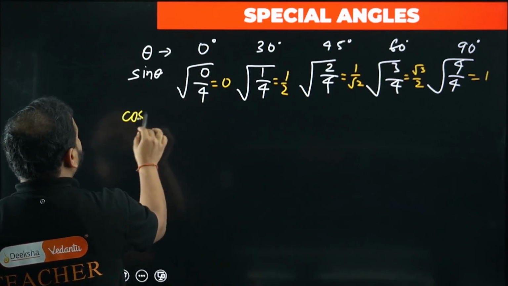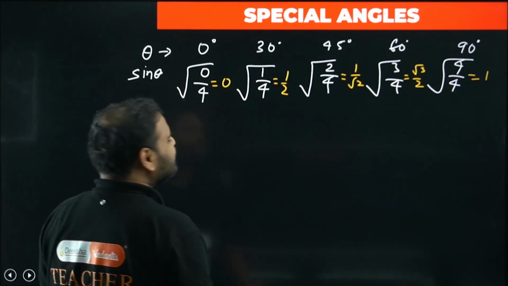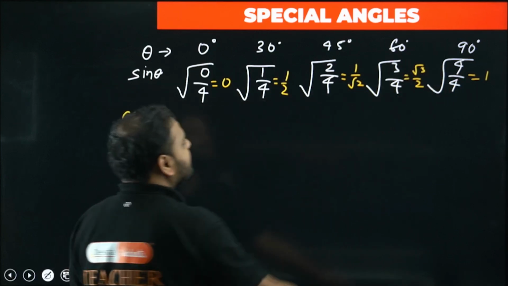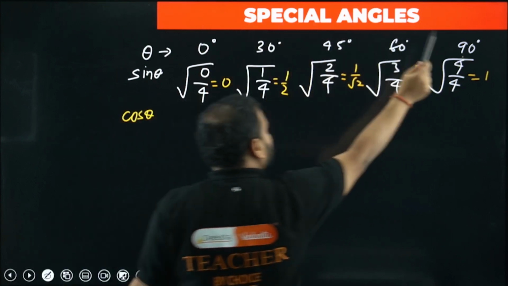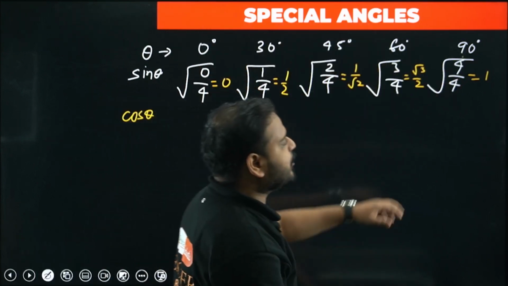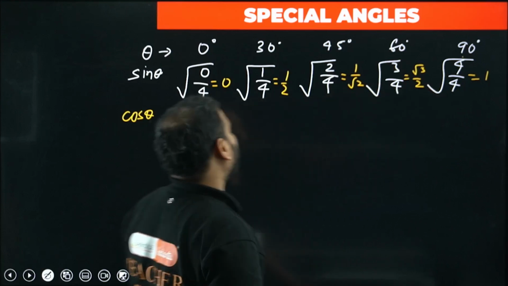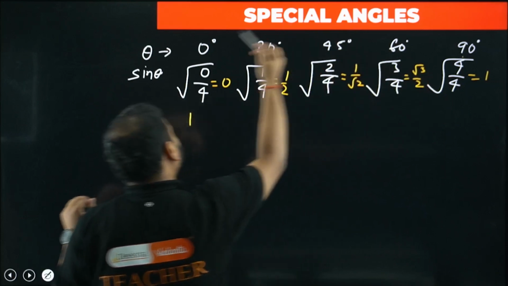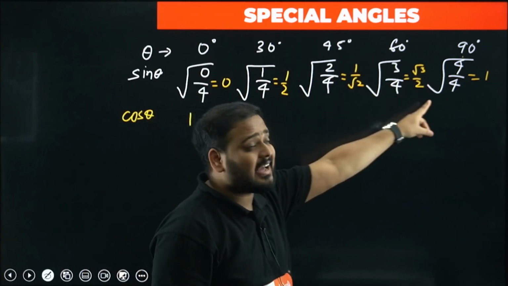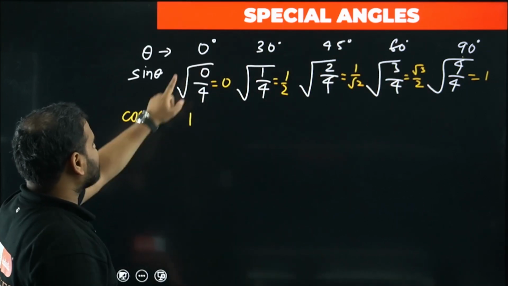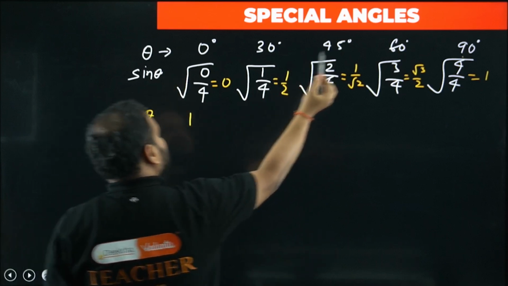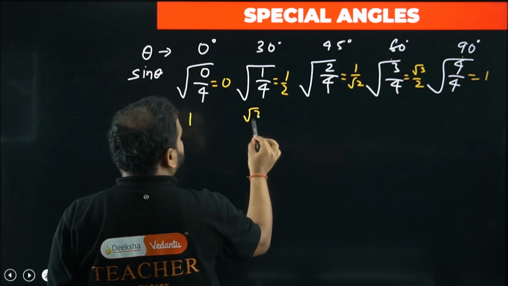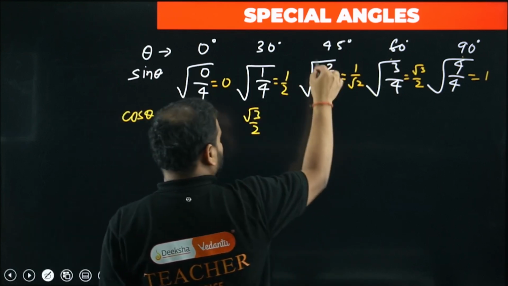I said complementary. Complementary means the angle sum has to be 90 degrees. So which angle can you pair with which to make the sum 90? 90 with 0. Whatever value sine has at 90, the same will be for cos at 0, simply 1. 30's complement is 60, so sine 60 will be the same as cos 30. What about 45? With 45 only, so the same thing remains.